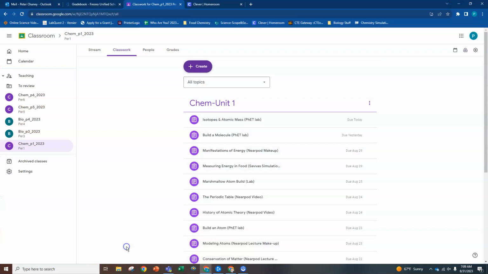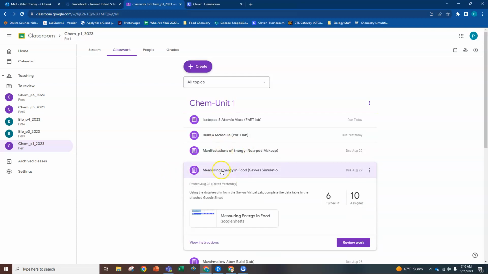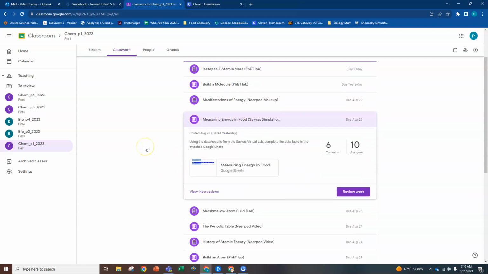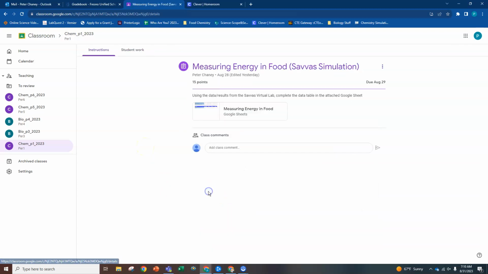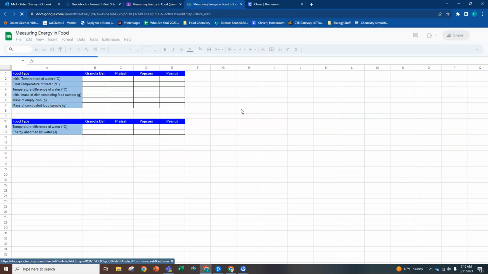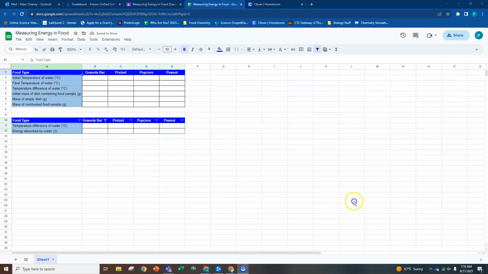We're just going to dive right into that project. We're going to go into Google Classroom. The one we're talking about is this right here, measuring energy in food, the Savvas simulation. Basically we were just taking data from that simulation. What you're filling out is this data sheet right here, in Google Sheets. All of these will be filled out during the simulation. They used 4 different food samples.